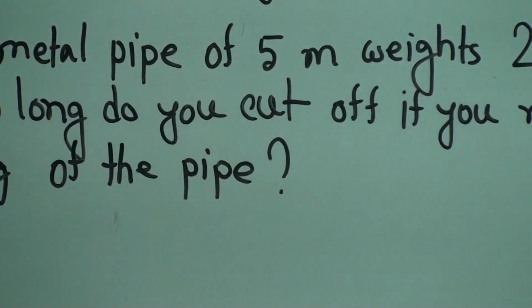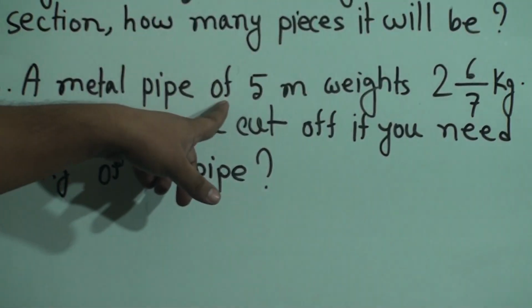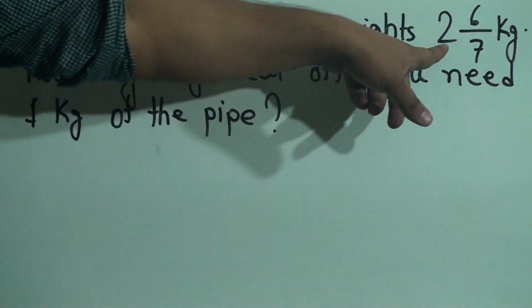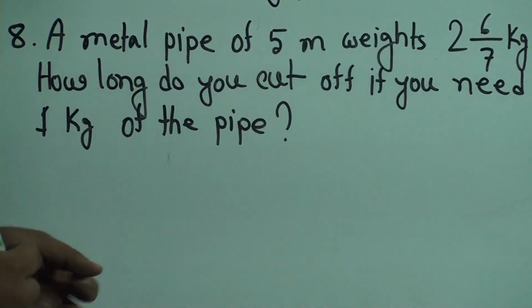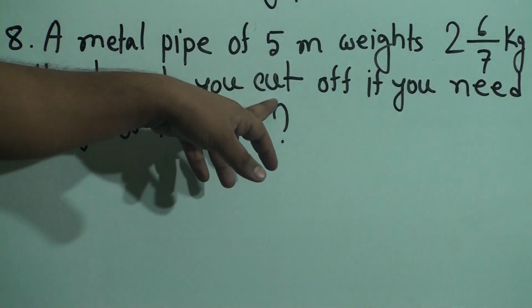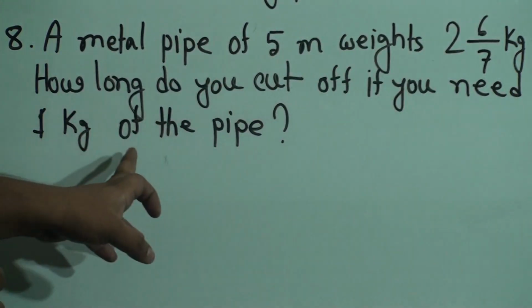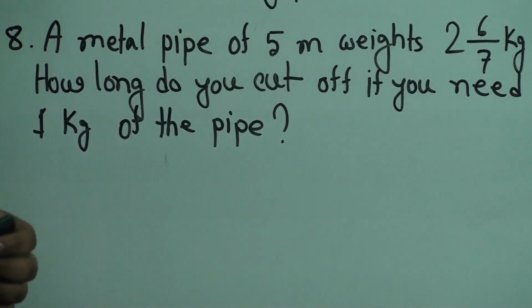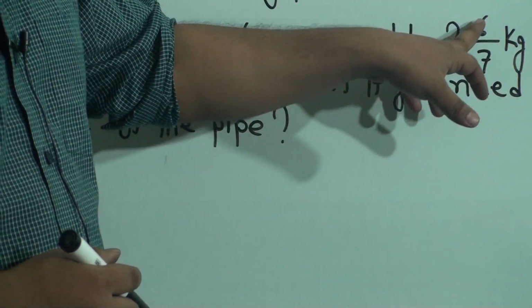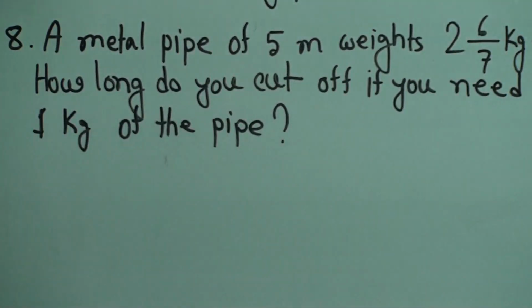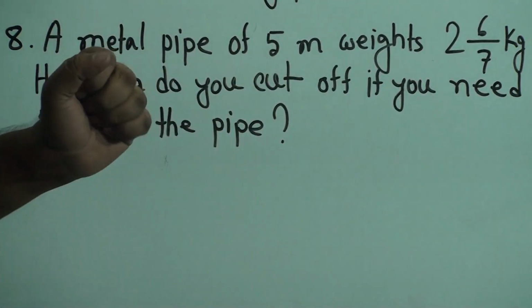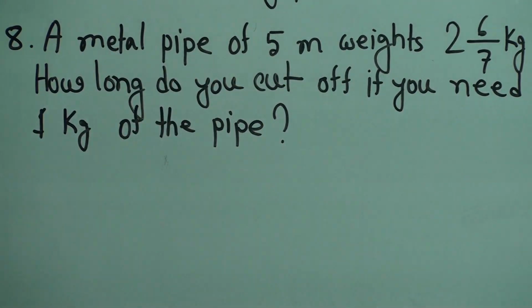At first we read the question. A metal pipe of 5 meter weighs 2 into 1 by 6 kg. How long do you cut off if you need 1 kg of the pipe? Okay, so how can we write? We write here 2 into 1 by 6 by 7 kg is the weight of 5 meter metal pipe. After that we write, therefore 1 kg is the weight of how many meters of the metal pipe.